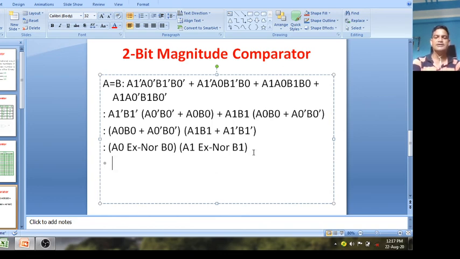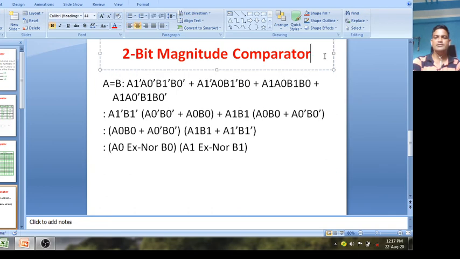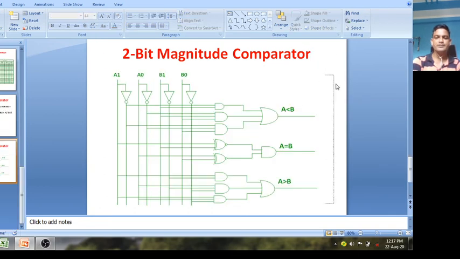Now the final circuit, you can draw the final circuit of this. This is A1, this is A0, B1, B0. The last step is, with the help of logic gates, you have to implement that combinational circuit. This is the expression for A less than B. This is A equal to B: A0 XNOR B0, A1 XNOR B1, and there is AND, so an AND gate. Similarly, A greater than B.